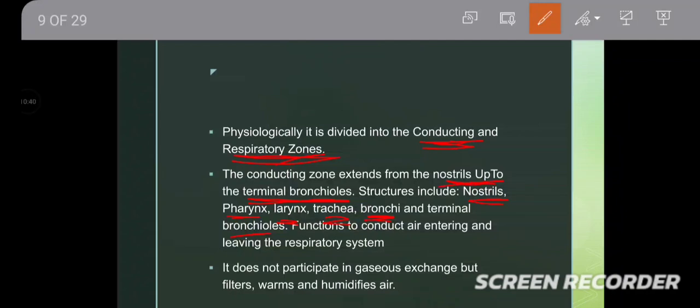It does not participate in what? Gaseous exchange. The conducting zone does not participate in gaseous exchange, but functions to do what? To condition the air. That is, to filter out the dust particles, to warm it up and humidify it. That is the main function of the conducting zone. So all the structures from the nostrils up to the terminal bronchioles do not take part in gaseous exchange.